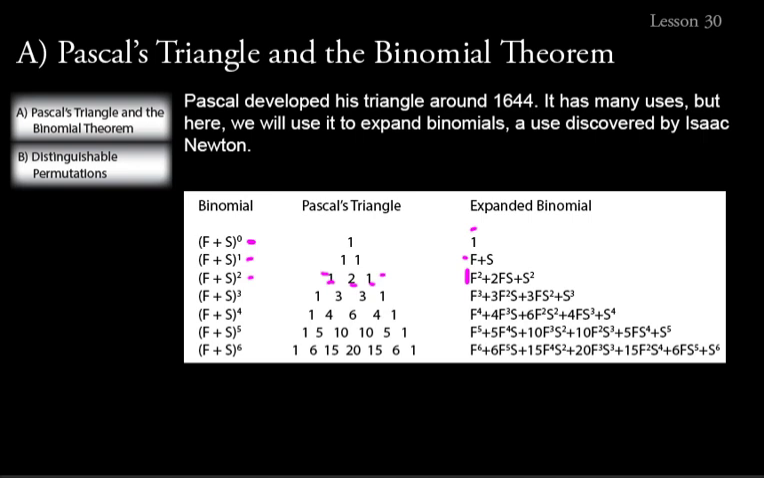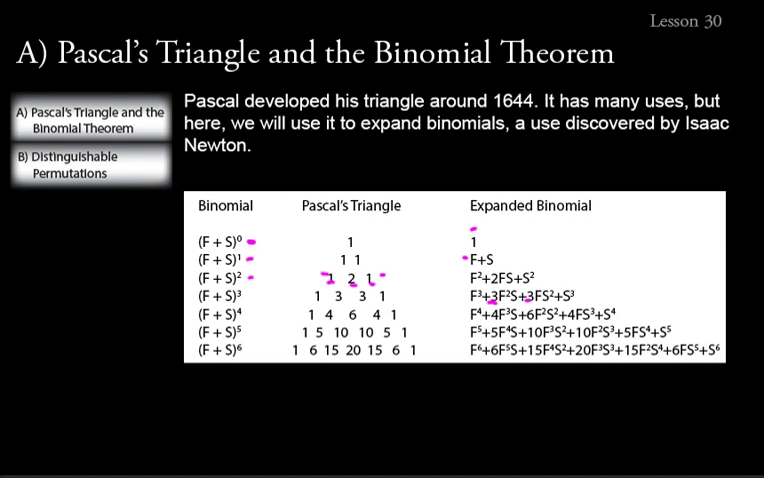1 f squared, 2 fs, 1 right there for the s squared. It's understood those ones are there in the algebraic expression, so we don't write those. So 1, 2, 1. Then you see the 1, 3, 3, 1 in f plus s cubed. So we get 1 f cubed plus 3 f squared s plus 3 fs squared plus s cubed. Then the next row is f plus s to the fourth, and so on.